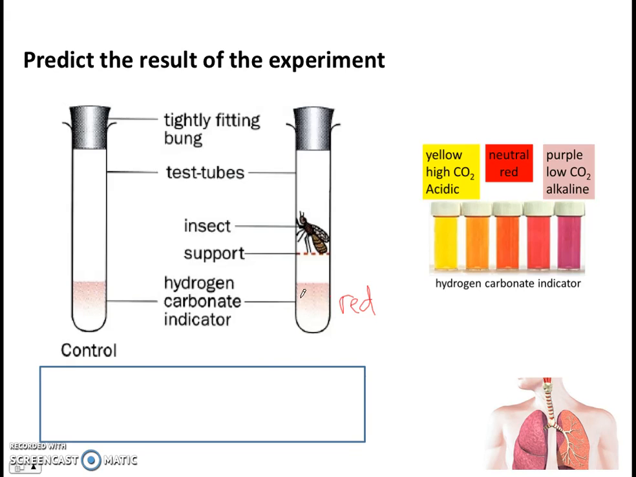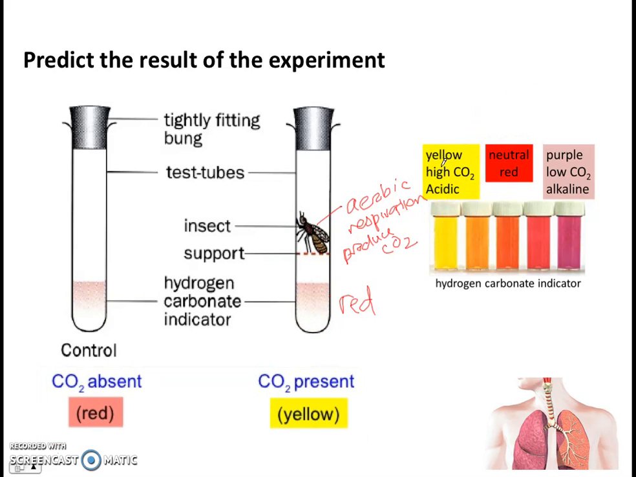Alright, so hopefully you thought about it and you came to some sort of conclusion, and maybe you're thinking, yeah, okay, so the insect here will be respiring, right? It'll be respiring aerobically. So aerobic respiration. And as a result, it will be producing CO2, right? Produce CO2. And that CO2 is going to dissolve in the hydrogen carbonate indicator, and it's going to change the color of this to yellow. So that's exactly what is observed.